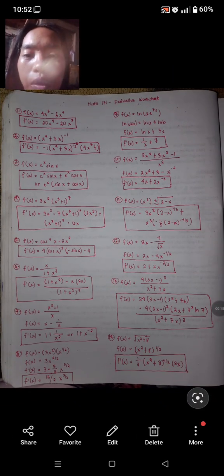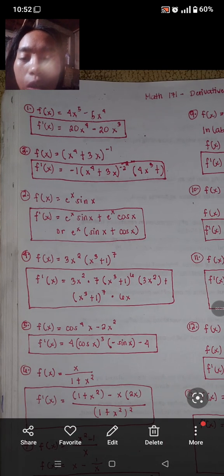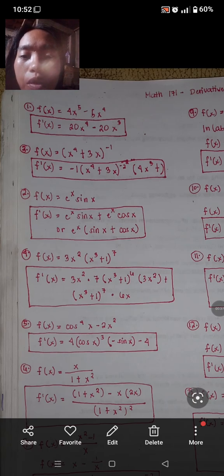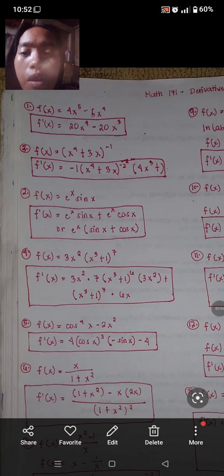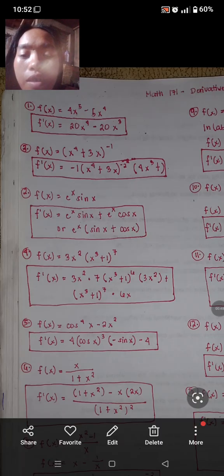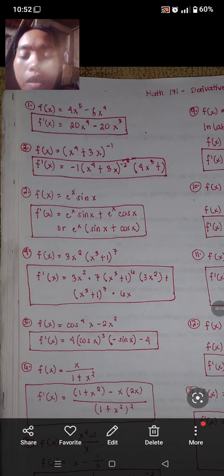Good day, everyone. We will answer the set of questions in derivatives, and I will just explain to you. So the first problem, we have f of x is equal to 4x to the fifth minus 5x to the fourth power. This is the power rule, so the power 5, let's multiply it by 4 and then subtract 1, so that would become 20x to the fourth power, and then the same, so that would be minus 20x cubed.